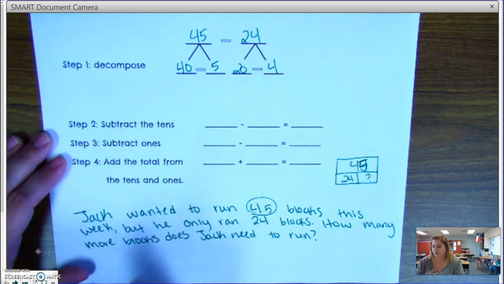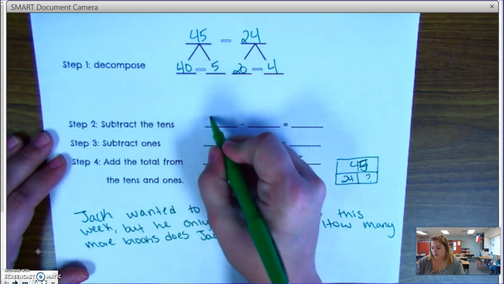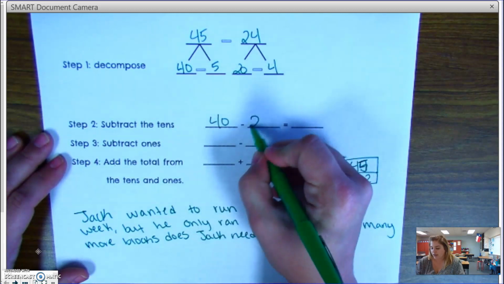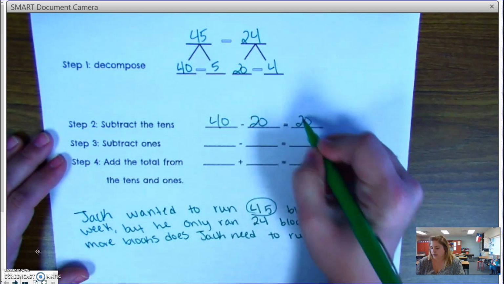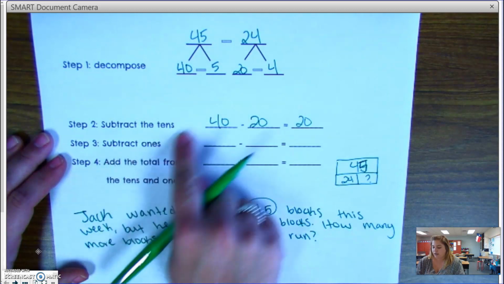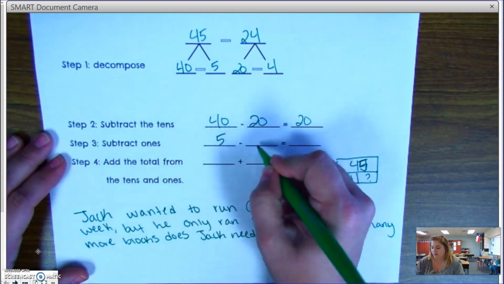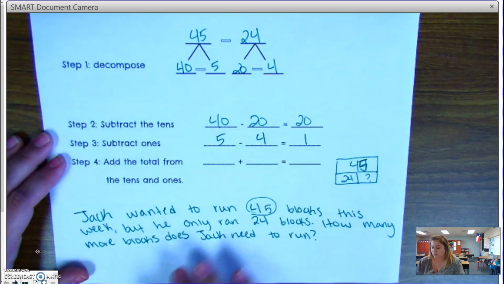Step 2 would be to subtract the tens. So 40 minus 20 equals 20. And then subtract the ones. 5 minus 4 equals 1.